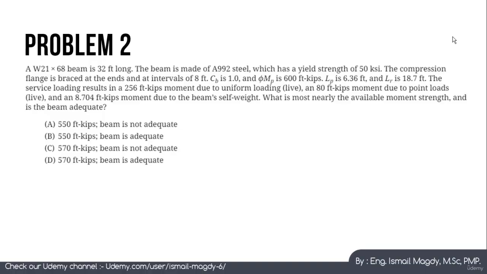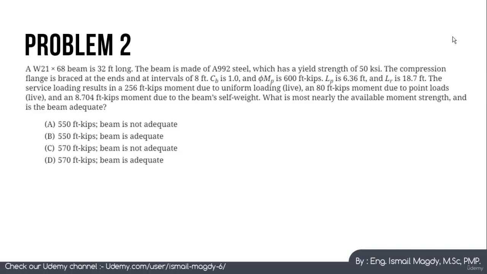The surface loading results in a 256 feet-kips moment due to uniform live loading, and 80 feet-kips moment due to point loads live, and 8.704 feet-kips moment due to the beam's self weight. What is most nearly the available moment strength, and is the beam adequate?